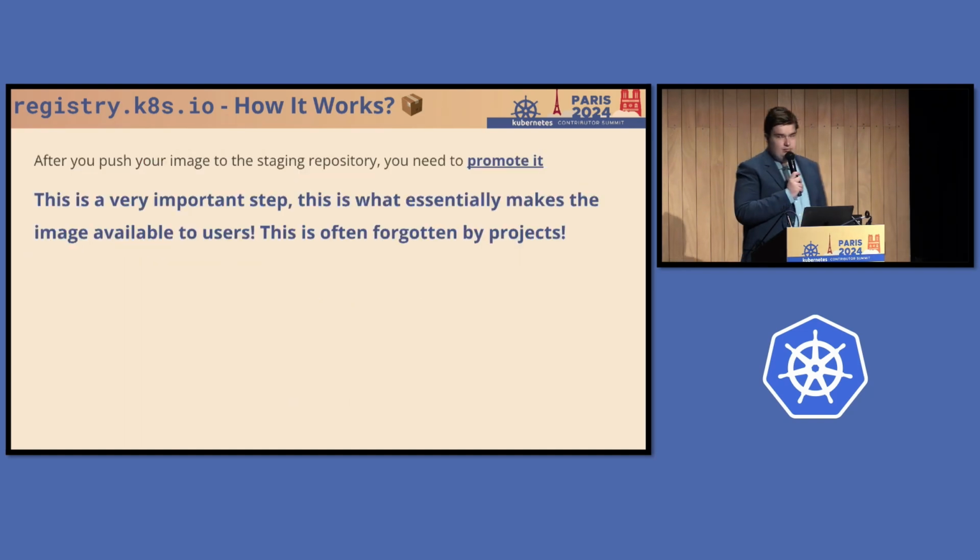Another important thing to do, after you push your image to the staging repository, is that you need to promote it. This is where we have a pretty handy tool called kpromo. This is a very important step, because if you don't do that, images are not going to be available to users. This is often forgotten by projects, ending up in a situation where users see your release on GitHub, want to use it, and end up with the problem that the image is not available, but it should be there. It's often because image promotion was forgotten.